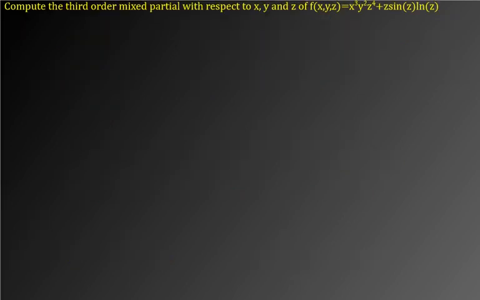All right. One of the things that's probably the most important that we've learned so far is literally how to take big, messy partials. And we've got here a pretty big, messy looking thing. It's a 3-input, 4-dimensional function, some sort of hypersurface thing. And I want to know the third order mixed partial with respect to x, y, z.